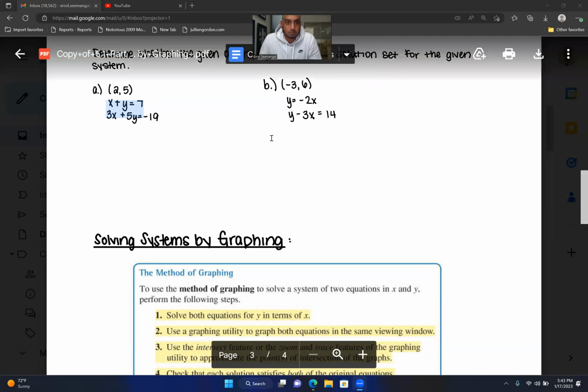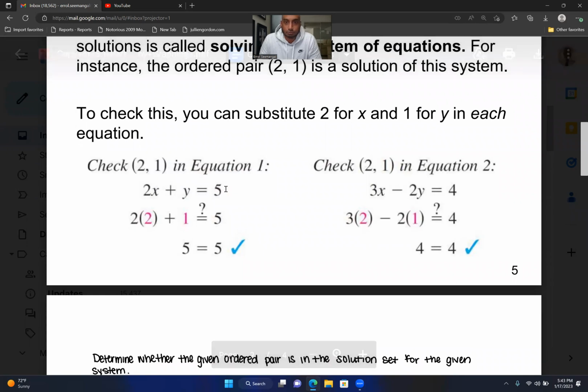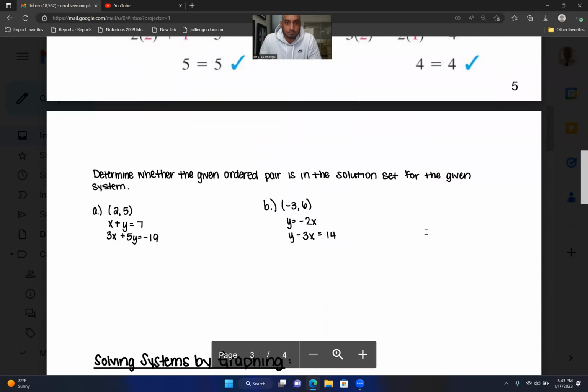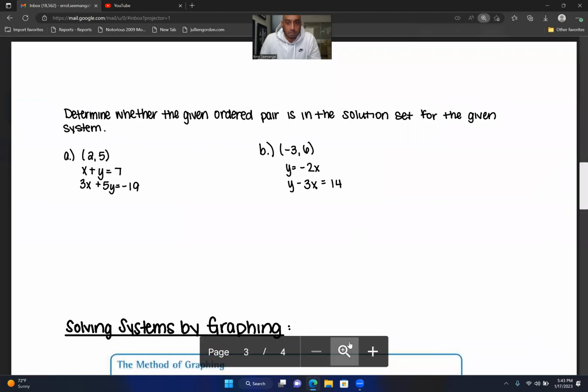Oh, we would have to solve it. Yep, exactly. Basically, just check if left side equals right side. Plug in the x and y, and check if left side equals right side. Okay, so all we're going to do is substitute the (2, 5) in. So this is your x, and this is your y, right? So you've got equation 1, and you've got equation 2, right? We're just going to work with equation 1 for the time being.